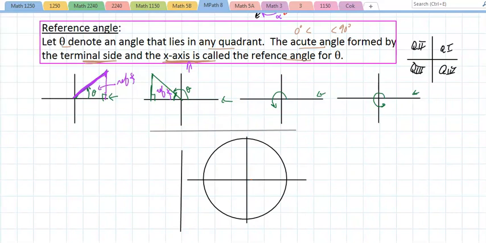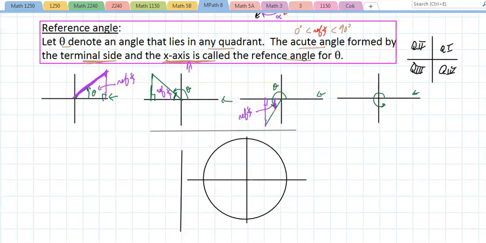If I look at quadrant 3, in quadrant 3, the terminal side, that's where the angle terminates, and this is theta. The reference angle is always an angle between 0 and 90, so it's always positive. I'm going to take this side, and I'm going to run to the x-axis, always to the x-axis, creating a triangle, and this angle right here will be the reference angle to theta.